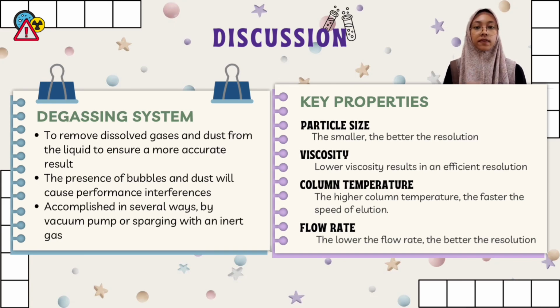Gas chromatography, GC, and high-performance liquid chromatography, HPLC, are both powerful analytical techniques used to separate, identify, and quantify components in a mixture. However, they differ in terms of their principles, applications, and suitable analytes. That's all for the discussion of this presentation.